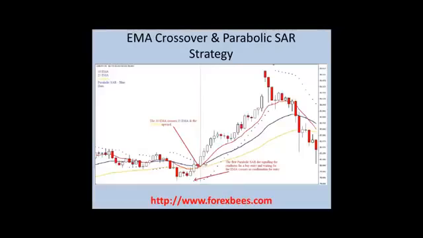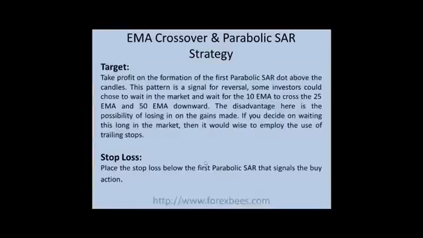So once it crosses, this is a buy signal, but you have to make sure that the parabolic SAR dots are below the candlestick. So at this point is where the first parabolic dot is formed, and then at this point finally it has crossed the red line, crossed the blue line, which is the 10 EMA crossed the 25 EMA, and it is above all the moving averages. So that means this is your buy signal.